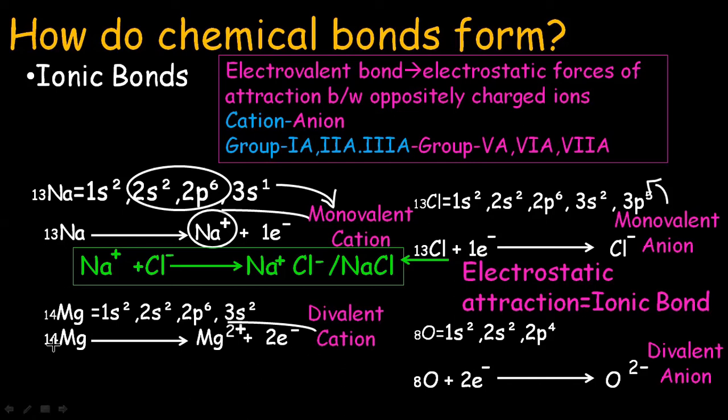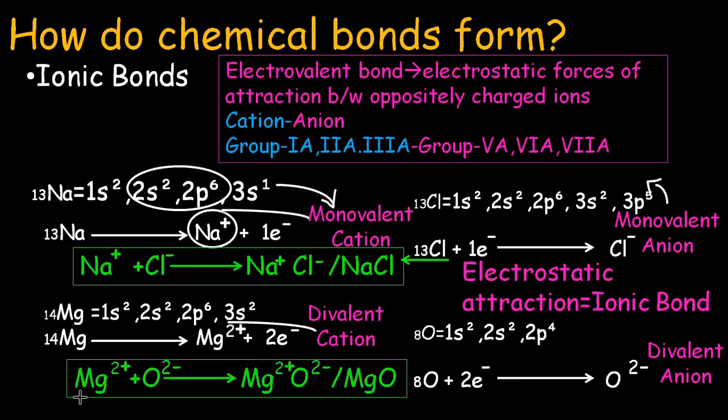The 2 electrons lost by magnesium are absorbed by oxygen, which is represented by this equation. Magnesium gets 2 positive charge, oxygen gets 2 negative charge. Positive and negative charges attract each other, develop electrostatic attraction, and make the ionic bond, generating the ionic compound. 2 positive cancel out the 2 negative, and the chemical formula of Mg2 positive and O2 negative will be MgO, magnesium oxide. This is all about the ionic bonds.